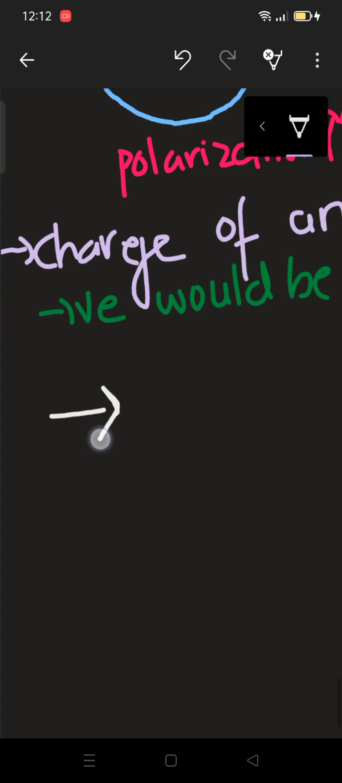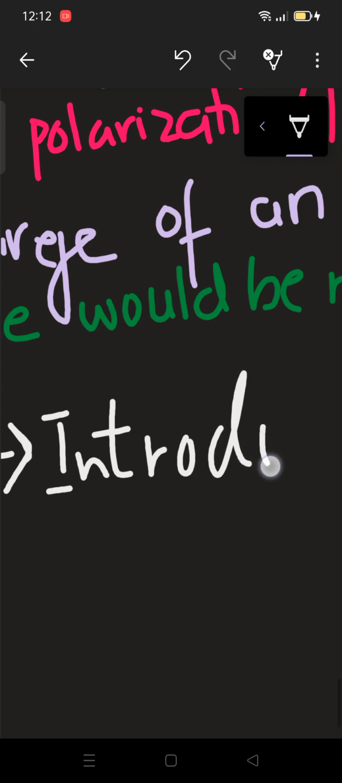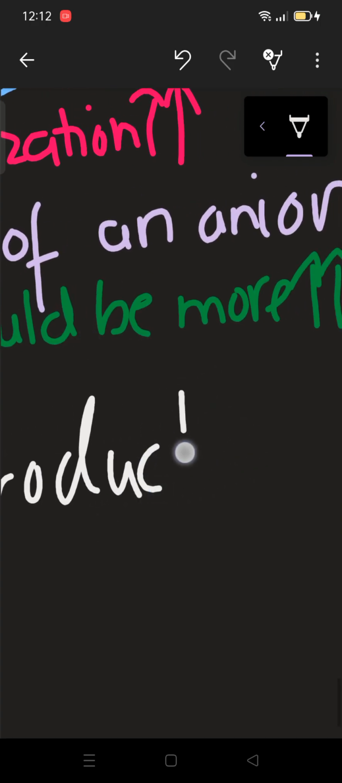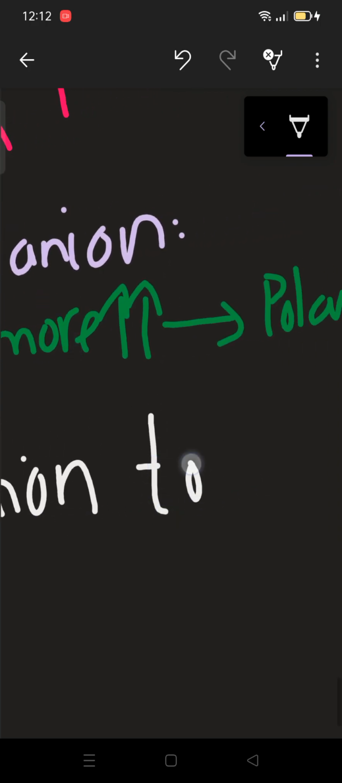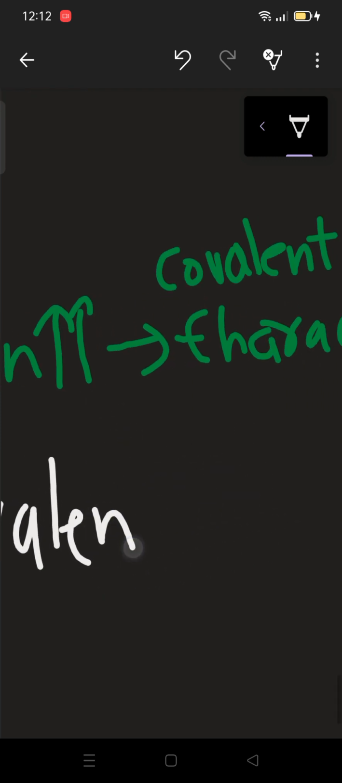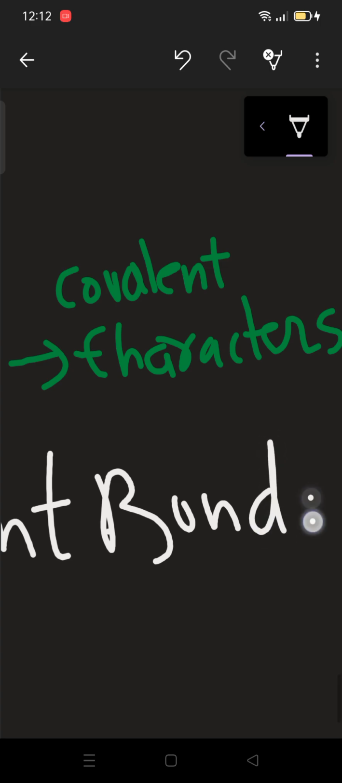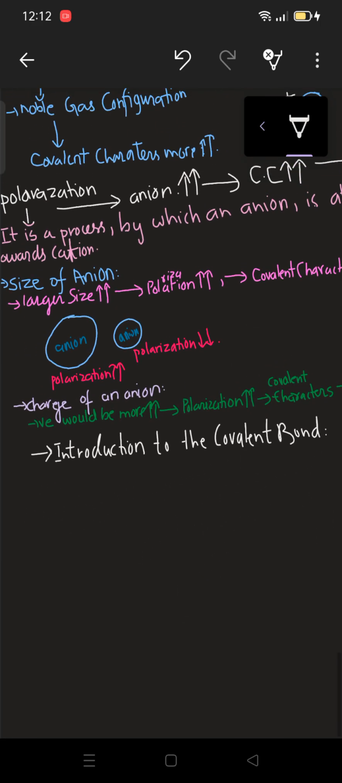Introduction to the covalent bond, right? Since after this we are gonna discuss the theories of covalent bond in very detail. There are a lot of theories of covalent bonds. We are just going to discuss an introduction here in today's video. Afterwards, we're going to discuss the theories of covalent bond.